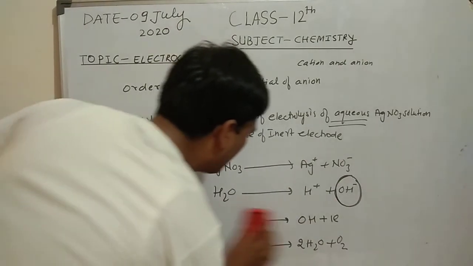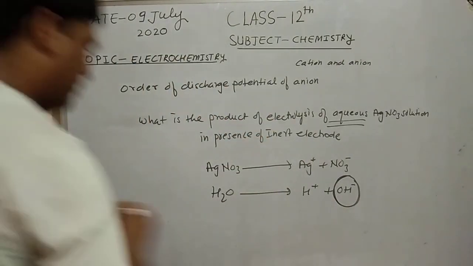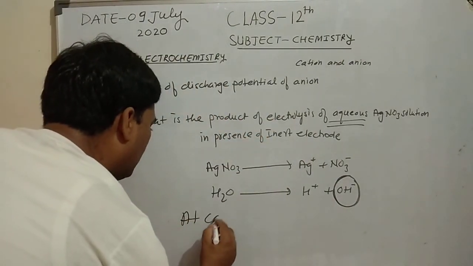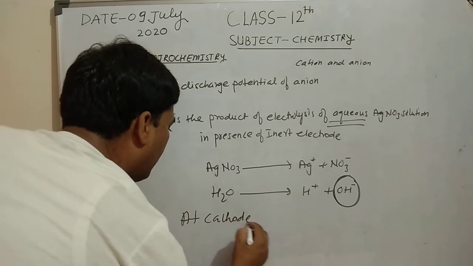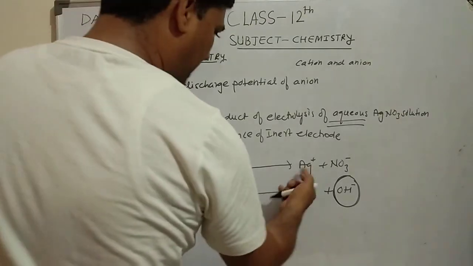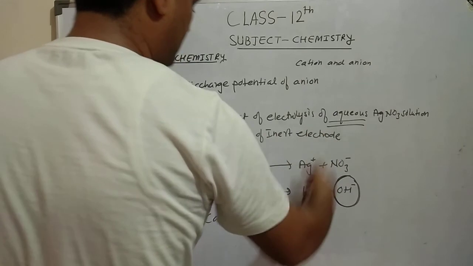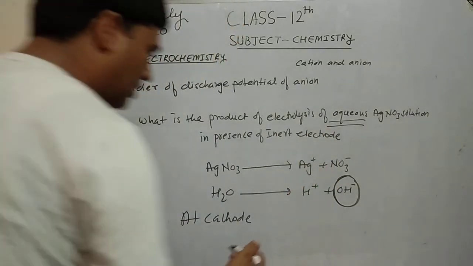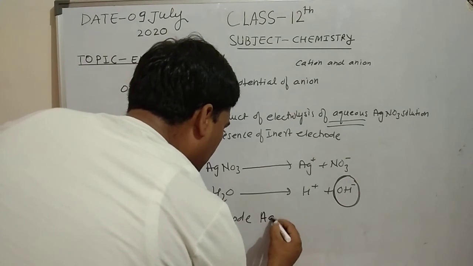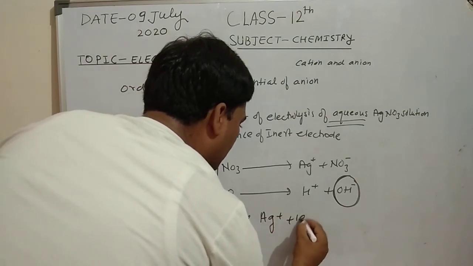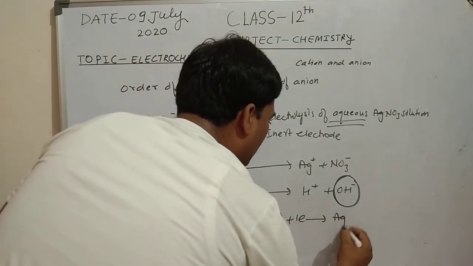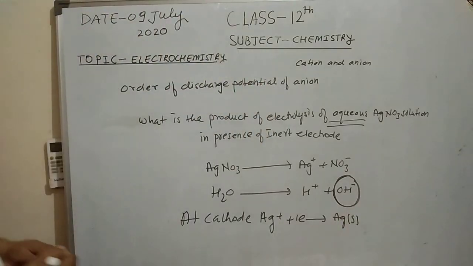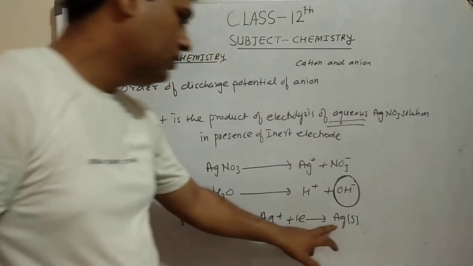But at the cathode, the reduction potential of Ag+ is greater than H+. So Ag+ takes 1 electron and is converted into Ag solid. So at the cathode we get silver.